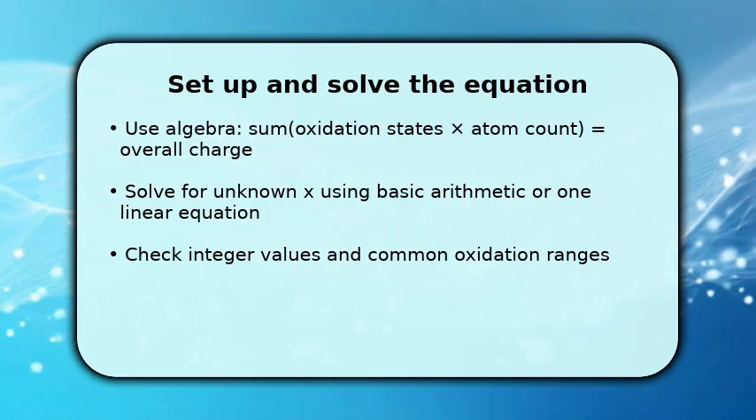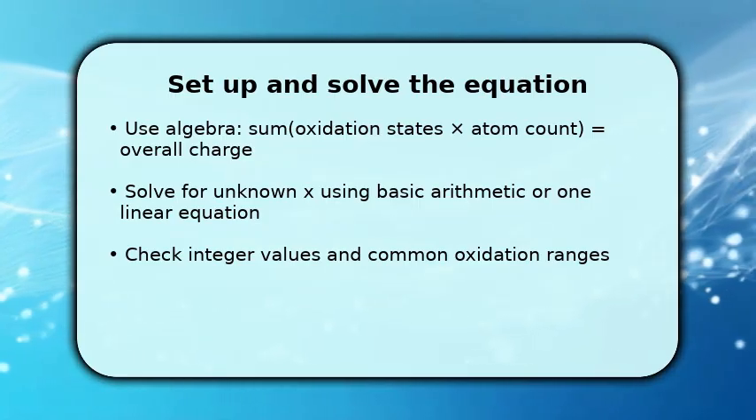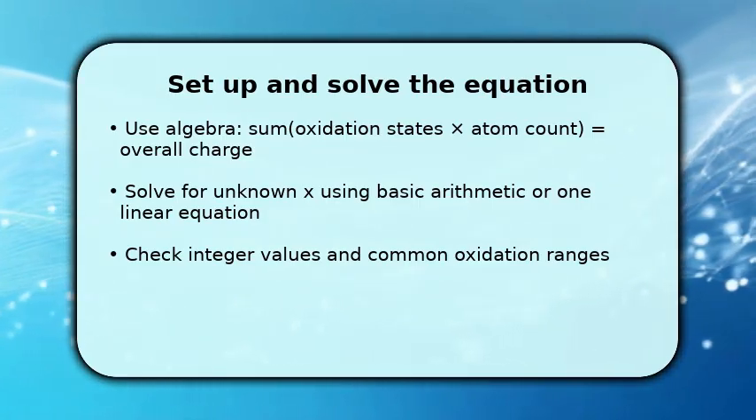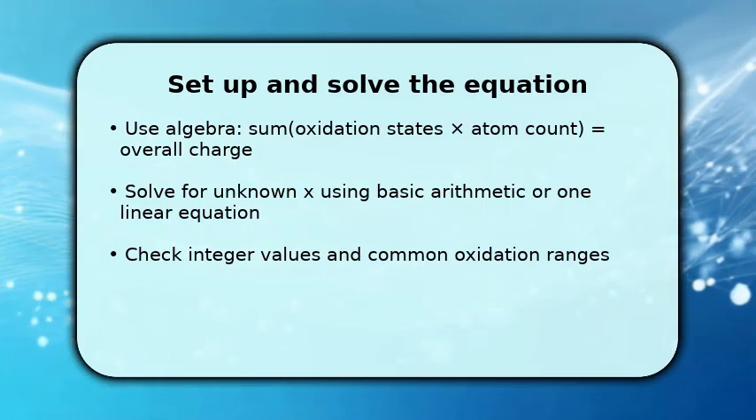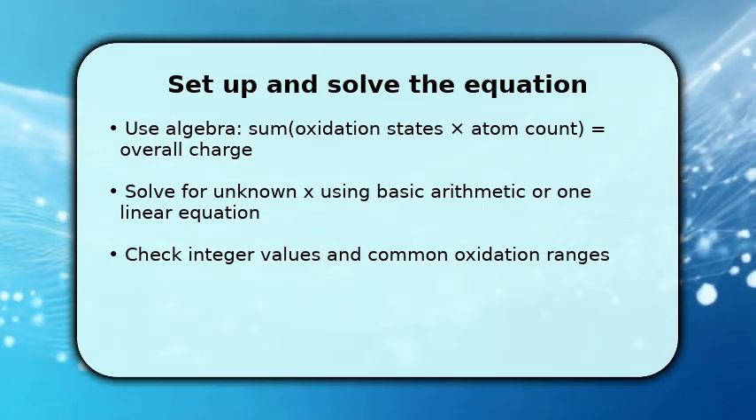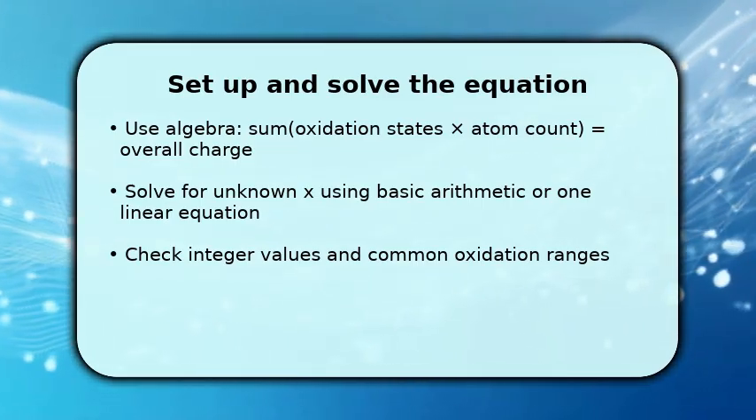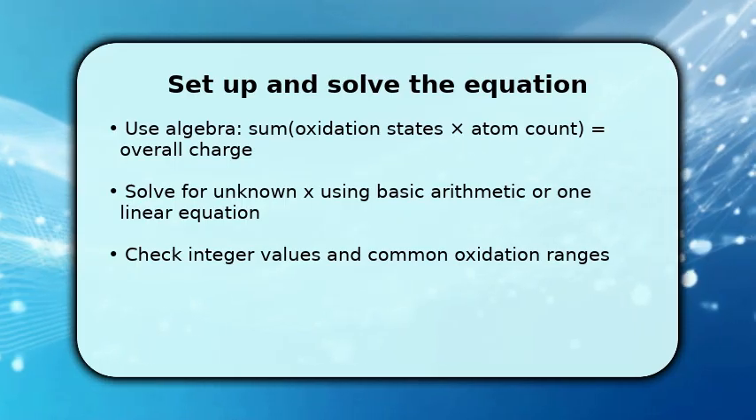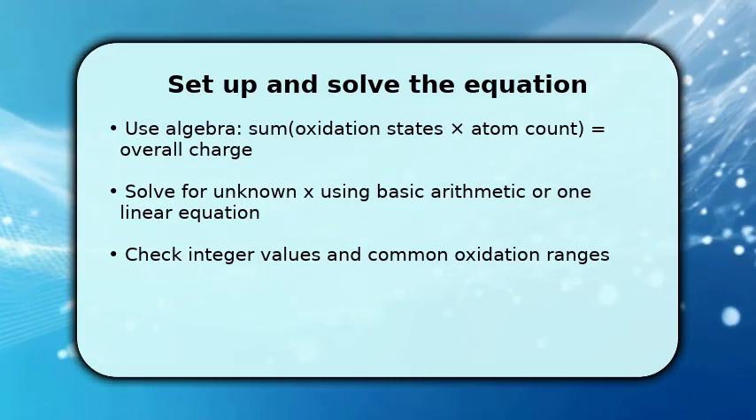Multiply each assigned oxidation state by its atom count, add the unknown, X, as a variable, and set the total equal to the molecule or ion charge. You solve that linear equation for the unknown oxidation state. For polyatomic ions, include the ion charge on the right-hand side.